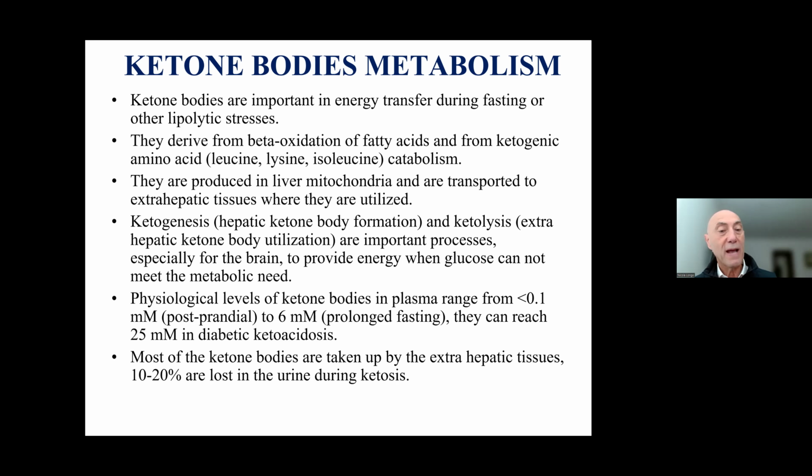They are transported to extrahepatic tissue where they are utilized. Ketogenesis and ketolysis are important processes, especially for the brain. The brain can utilize glucose and ketones. If you take away ketones, then the brain starts suffering. Obviously, this is important when there is not much glucose, for example, during fasting. Physiological ketone levels in blood range from almost undetectable to about 6 millimolar with prolonged fasting. In diabetic ketoacidosis, they can become even higher and obviously result in severe morbidity and possibly mortality in that condition.